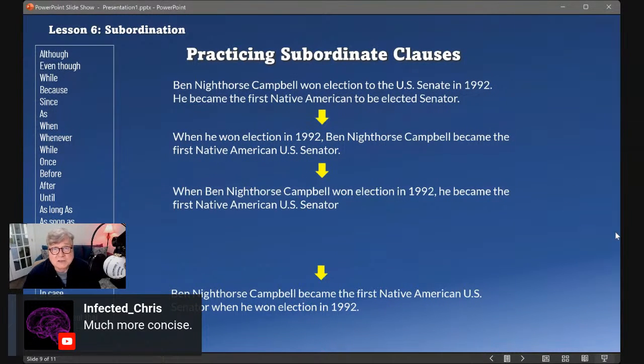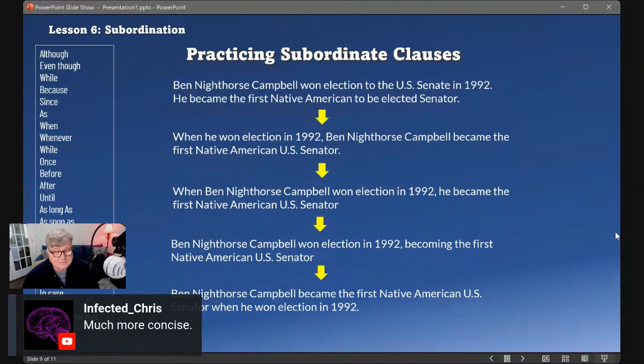Now we have just the opposite. When Ben Nighthorse Campbell won election, he became the first Native American U.S. Senator. There it achieves more emphasis on the fact of the first U.S. Senator came into being in 1992. And I don't know what all this other stuff is going on. I'm sorry about that.